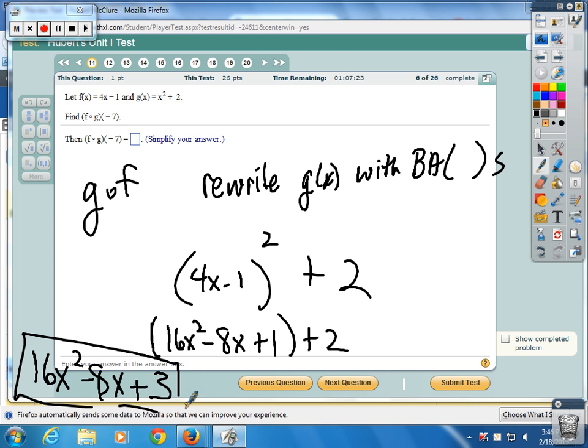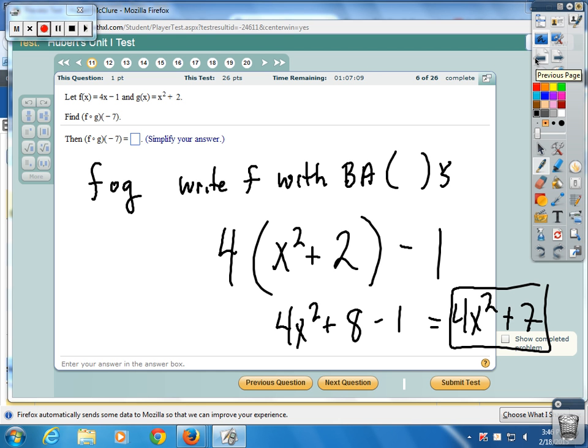And then what do you do with that? If it said G composed of F of -7, plug in all the x's with -7. And F composed of G of -7, you're going to take that -7 and plug it in right here. 4 times 49, that's 196 plus 7, that's 203. Something like that. Let me check.